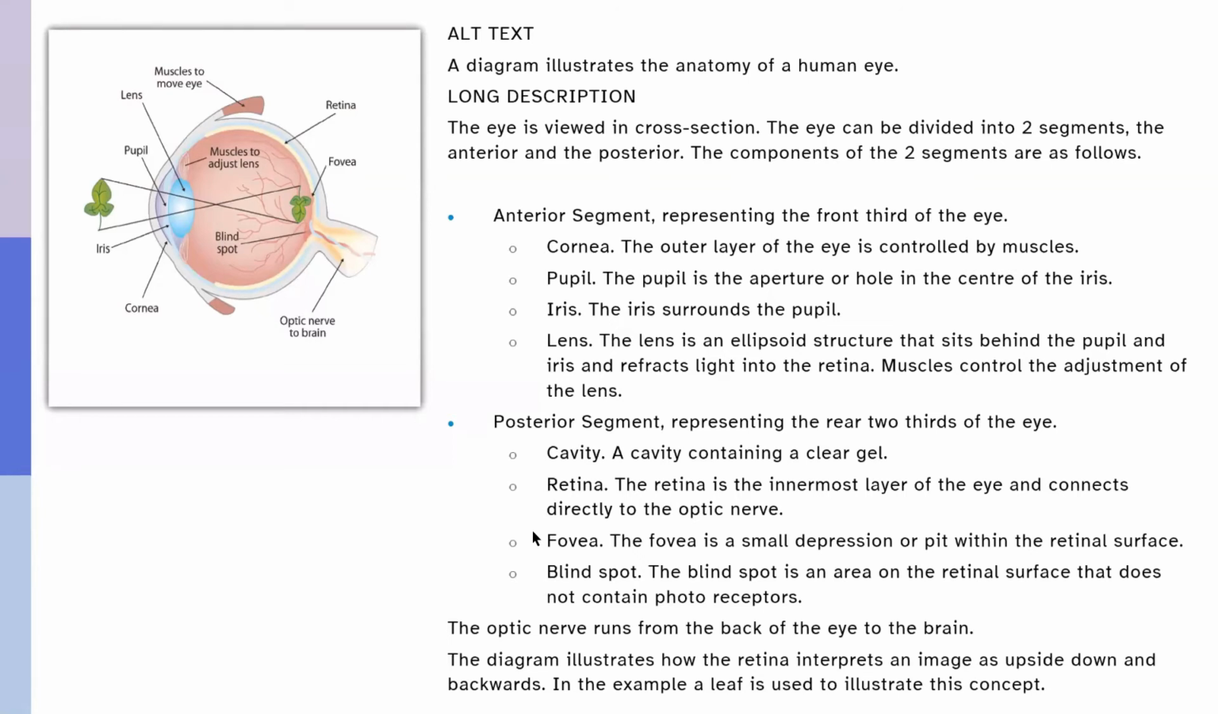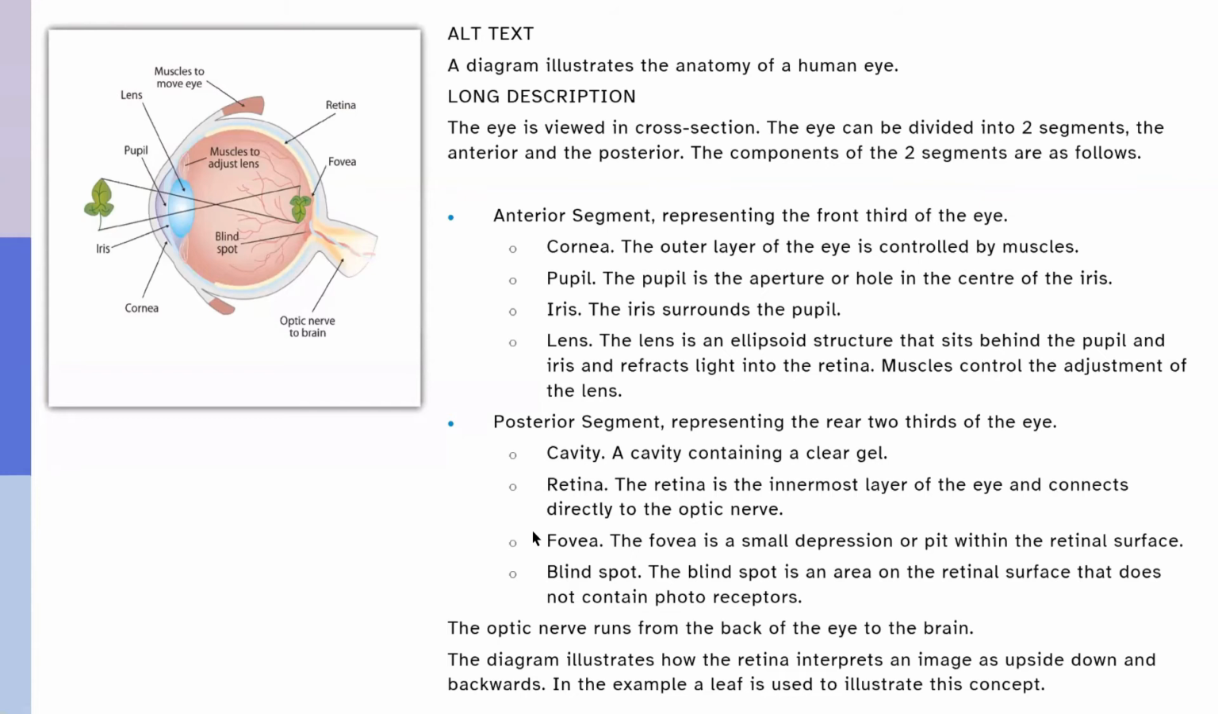So for the anterior segment, again, you're using that list structure to organize the description. The anterior segment represents the front third of the eye, and then you talk about the cornea, which is the outer layer of the eye. You have the pupil, which is the aperture or hole in the center of the iris. Then you have the iris itself, which surrounds the pupil. And then you have the lens, an ellipsoid structure that sits behind the pupil and iris and refracts light onto the retina, and muscles control the adjustment of the lens.